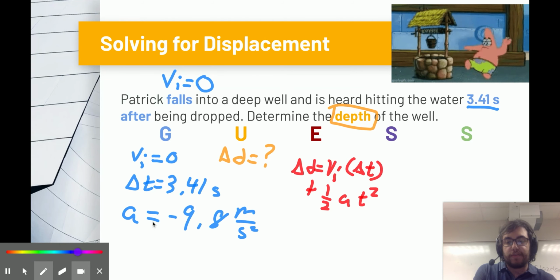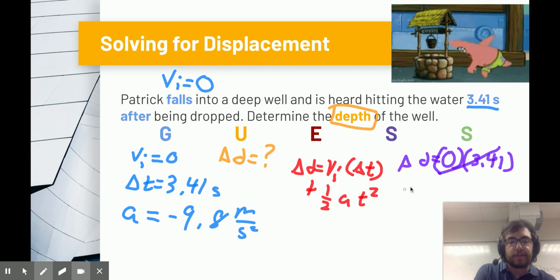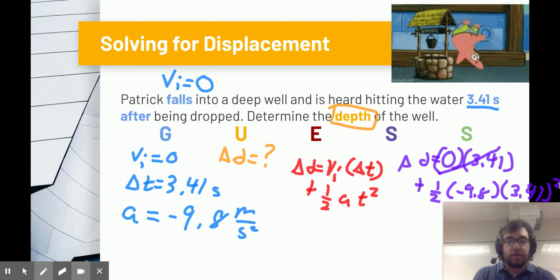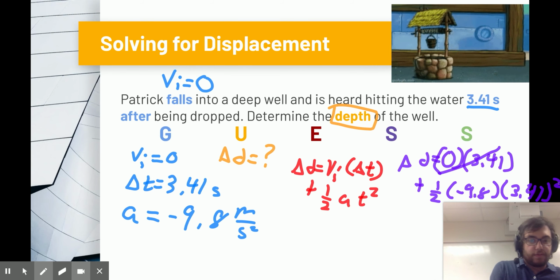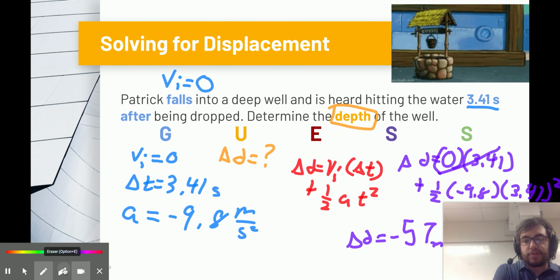So if I plug it in, delta D is equal to 0, because that's my Vi, times 3.41. Doesn't really matter, but I'll do it anyway. That cancels out. Plus 1/2 times negative 9.8 times 3.41 squared. Okay, plug it into my calculator. And it gives us an answer of about negative 57 meters. Okay, pretty simple, pretty straightforward. Let's do another one.